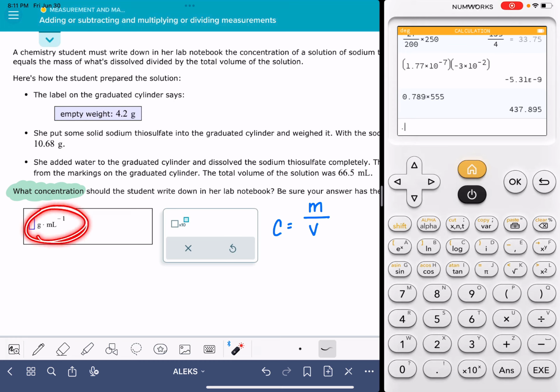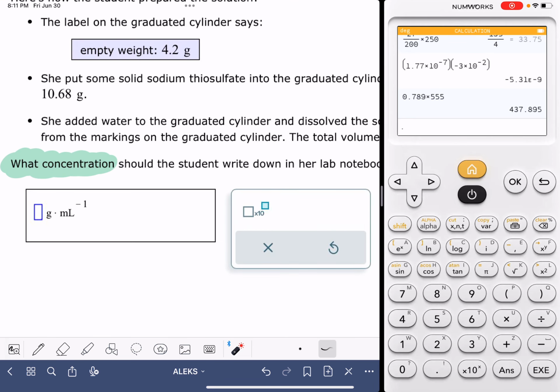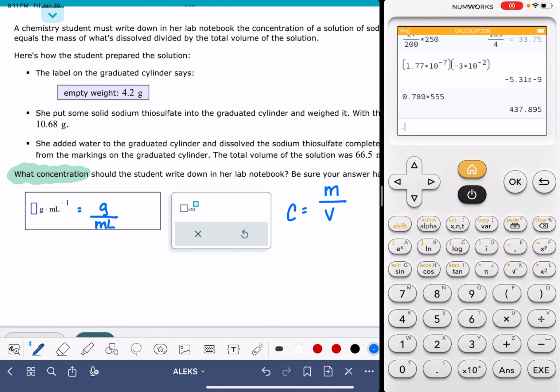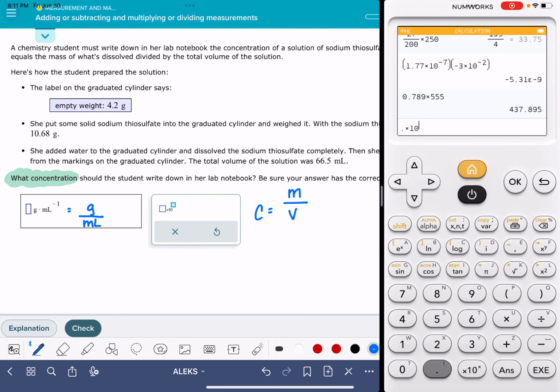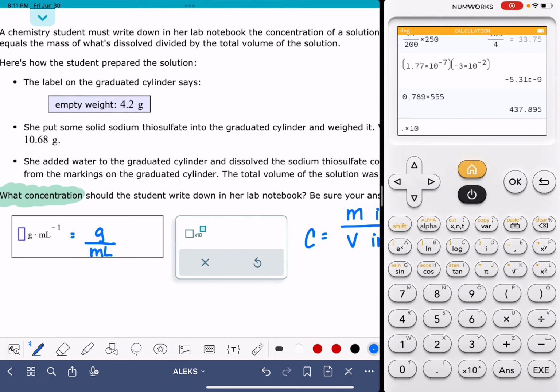Take a look at the units that ALEKS is giving us. It's a little bit of a hint. So it is saying grams times milliliter to the -1. That is the same as saying grams over milliliters. And those are definitely units that are consistent with the equation that I've written over here. We're going to need to know the mass in grams of some substance, and we're going to divide that by the volume of some sort of liquid in units of milliliters. So let's take a look at what's going on in this problem.